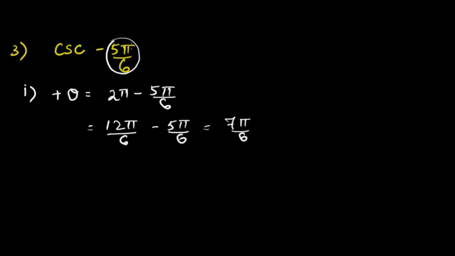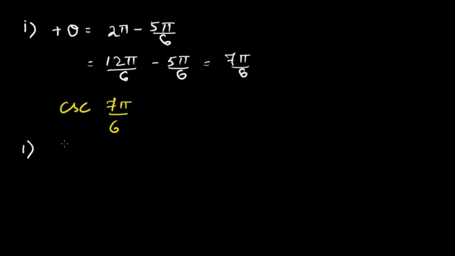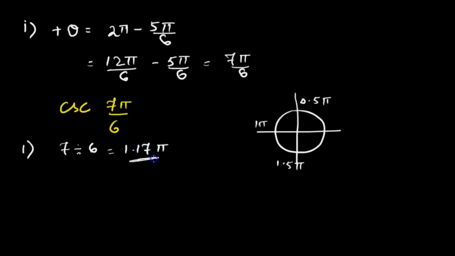So now the question is, instead of finding the trigonometric ratio for cosecant negative 5 pi by 6, we are looking for the trigonometric ratio of cosecant 7 pi by 6. So we are working on the ratio cosecant 7 pi by 6 now. Step 1 is to find out the quadrant it lies in. For that, we have to divide the fraction. 7 divided by 6 is equal to 1.17 pi. 1.17 pi lies in the third quadrant. Therefore, this ratio is a quadrant 3 problem.